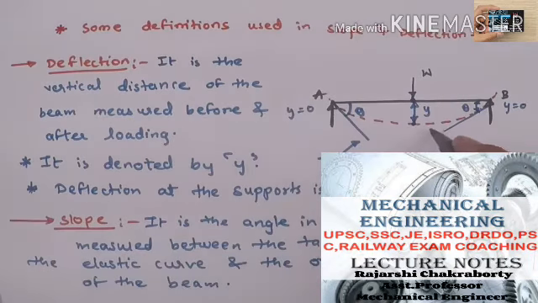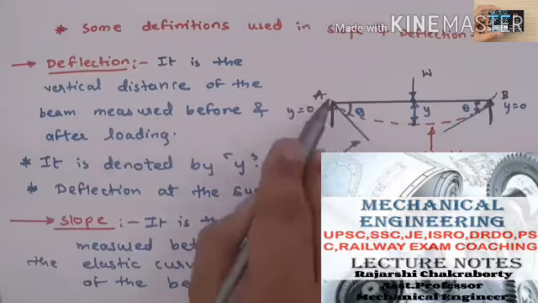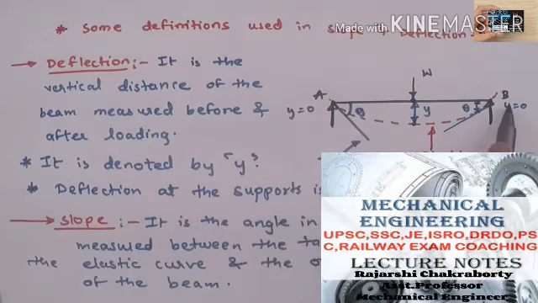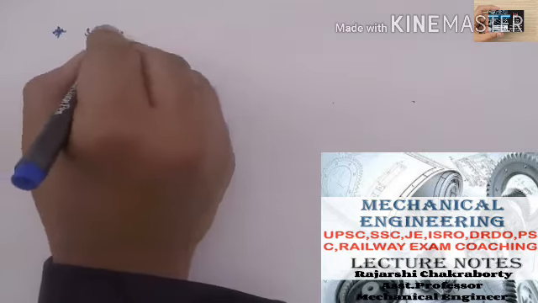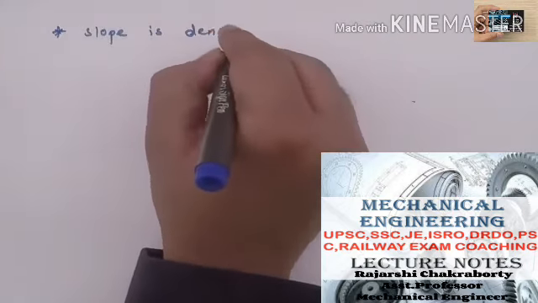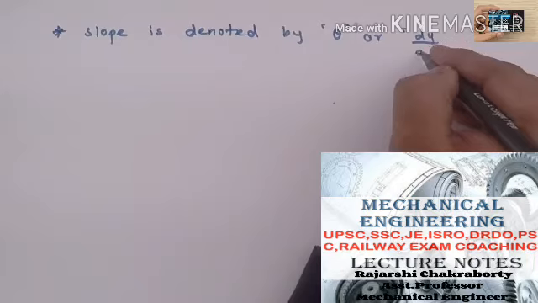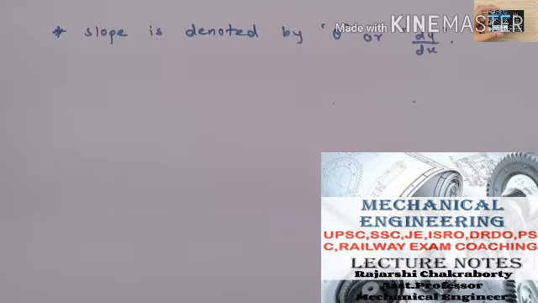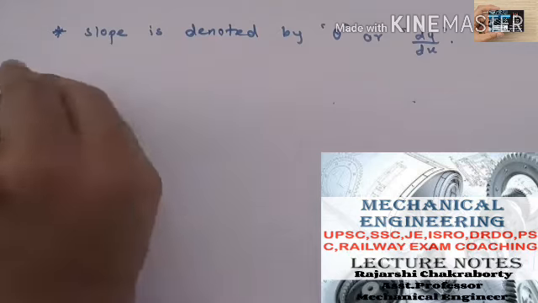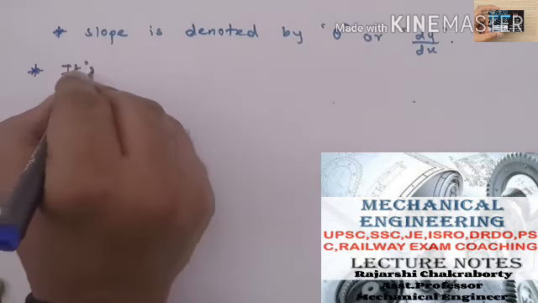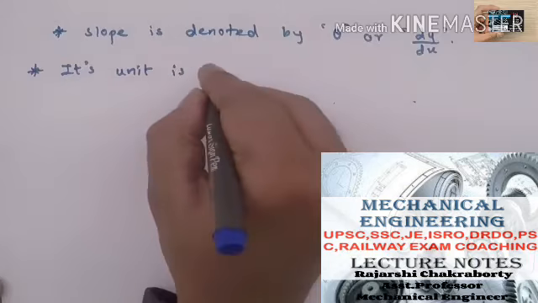So here, as I can see, when the beam is bending under the action of load, this curvature of the beam is called the elastic curve, and if we take the angle of the tangent drawn to the elastic curve with respect to the original axis of the beam, that is called the slope. Slope is denoted by angle theta, or it is simply written as dy by dx. Its unit is radian.